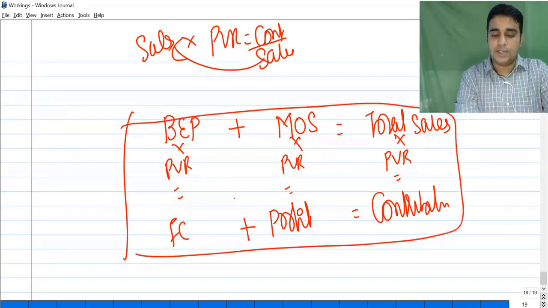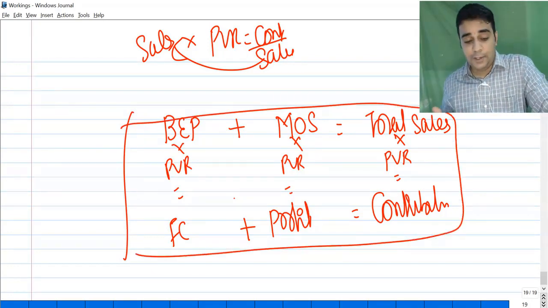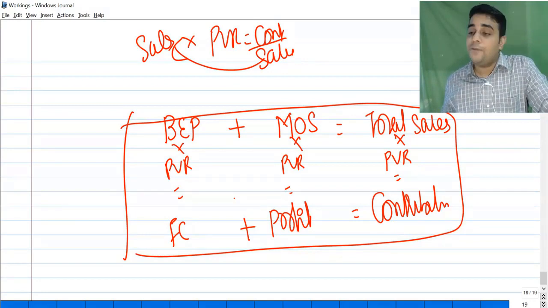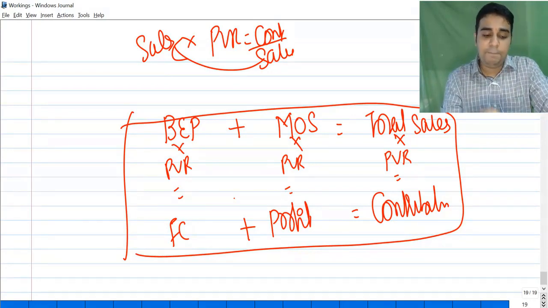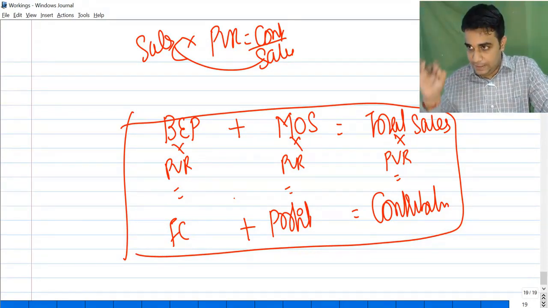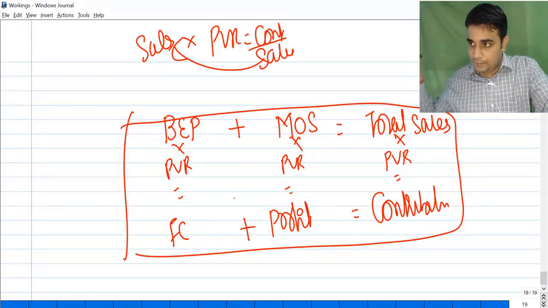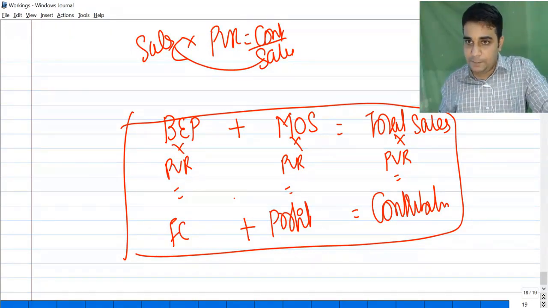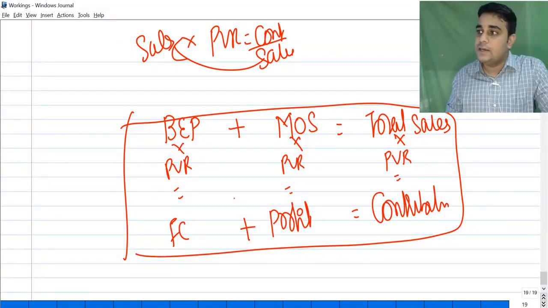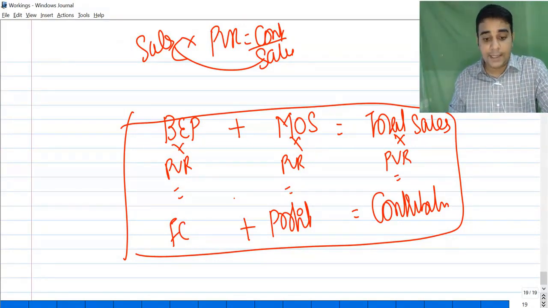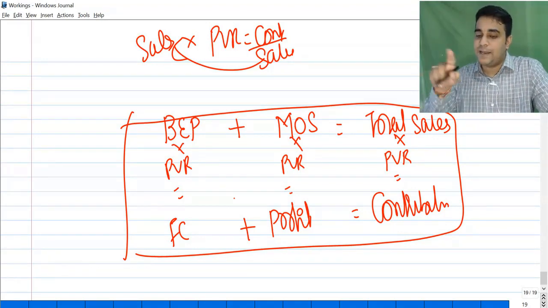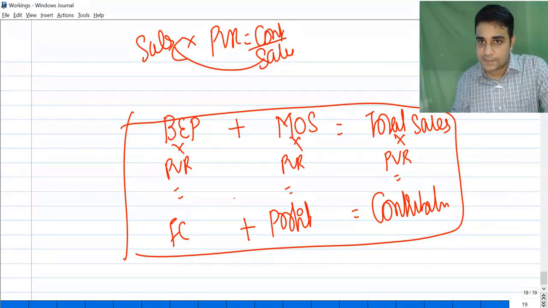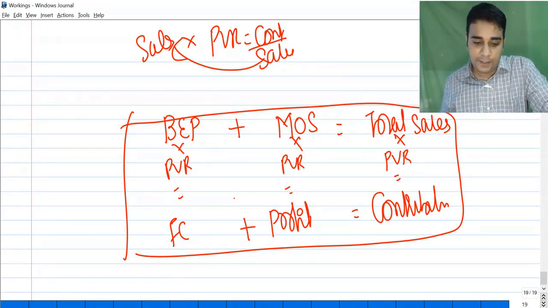Now this equation technically gives you 10 to 15 different formulae. What is the formula for break even point? BEP into PVR is fixed cost. So BEP is equal to fixed cost divided by PVR. I can also say BEP is equal to total sales minus margin of safety.